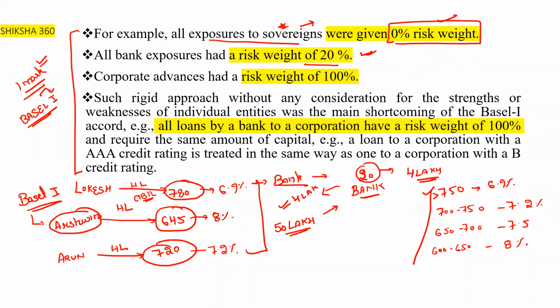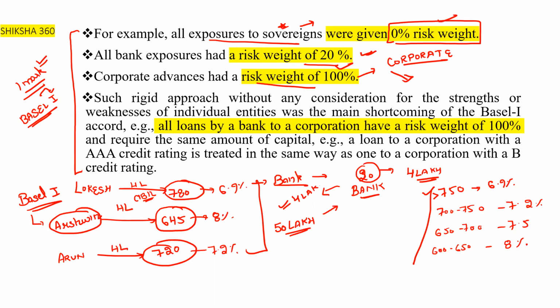All exposures to sovereign were given 0% risk weightage. All bank exposures have a risk weightage of 20%, and all corporate advances have a risk weightage of 100%. So as per Basel 1, they will not see whether that corporate has good financial condition or not. They have just given a risk weightage of 100%.